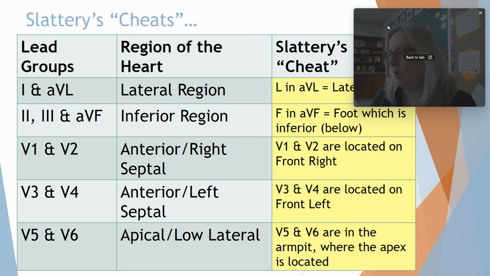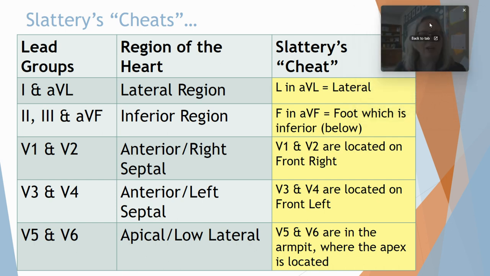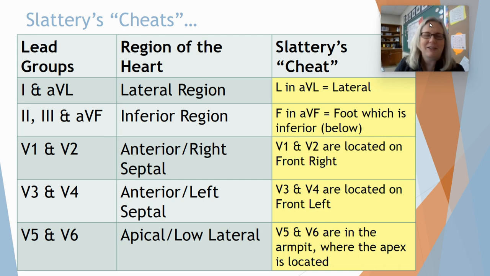So as you know, I always have cheats. That's who I am. I call them cheats. It's just more hints to make it easier to remember stuff. Not necessarily cheats. So hints. So 1 in AVL, the lateral region: the L in AVL equals lateral, and they're both going to the left arm. So that L in AVL stands for left arm and lateral.